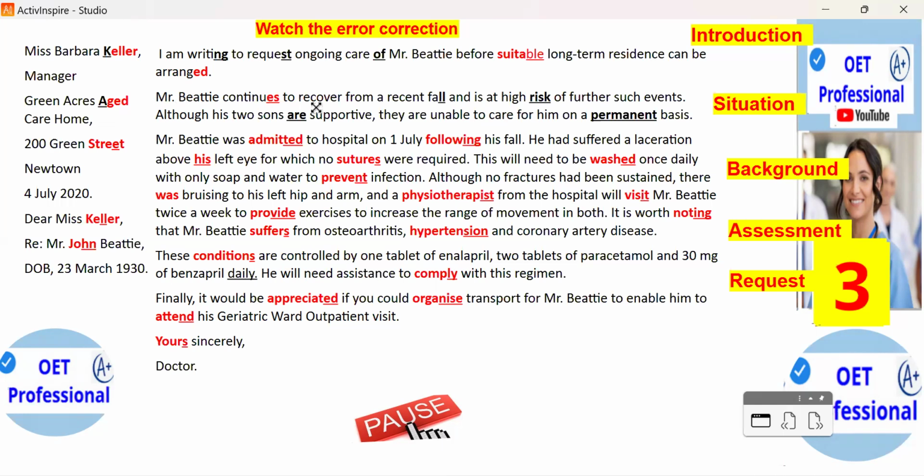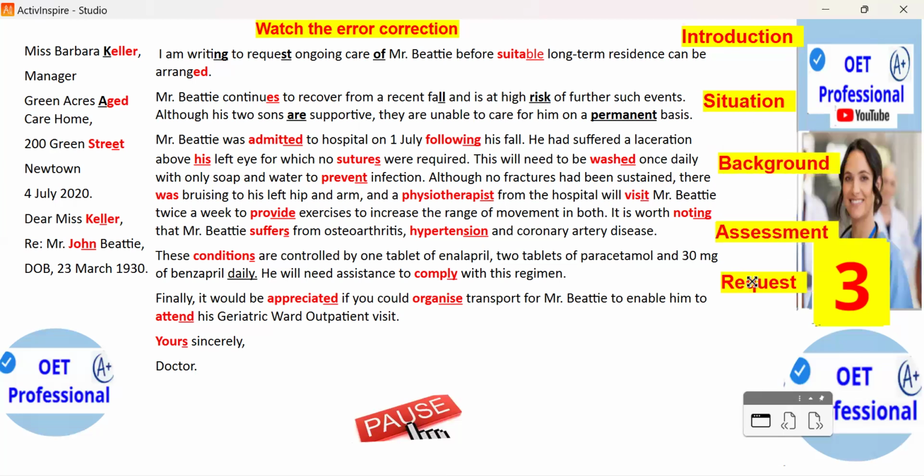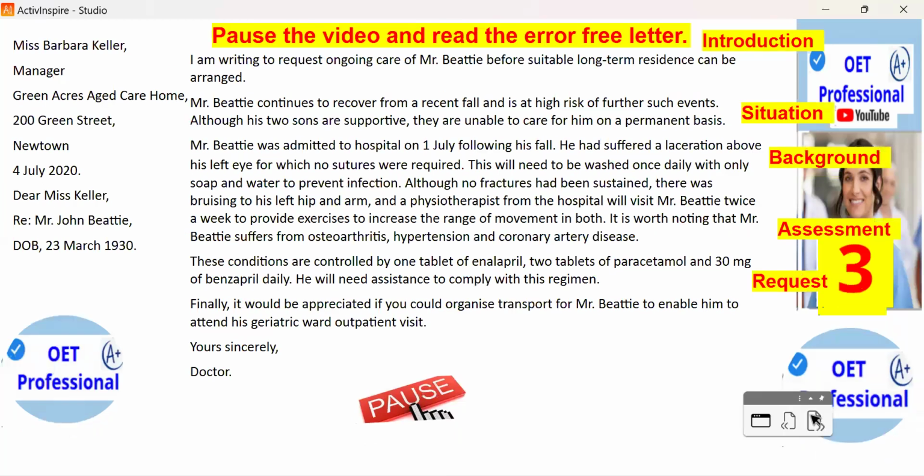Mr. Beattie continues to recover. Mr. Beattie was admitted. These conditions are controlled. Finally, it would be appreciated. The structure of the letter is introduction, situation, background, assessment, and request. That's it. I hope you learned something. Pause the video and read the error-free letter.